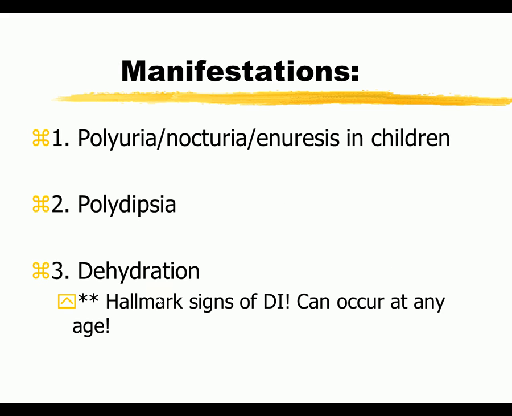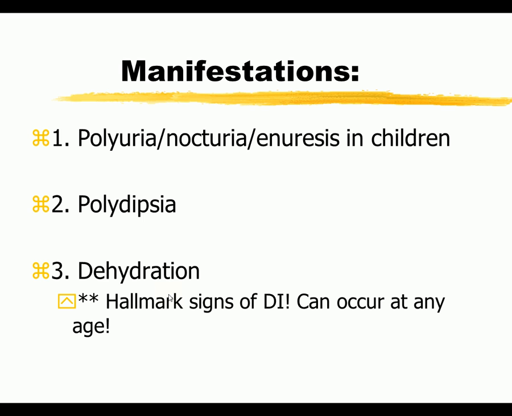Manifestations then are going to be polyuria, nocturia, and enuresis in children, bedwetting. Polydipsia, increase in thirst, and dehydration. These are your three hallmark signs of diabetes insipidus, and this can occur at any age. It can come on very suddenly and abruptly, and usually dehydration is what leads to the diagnosis of diabetes insipidus a lot.